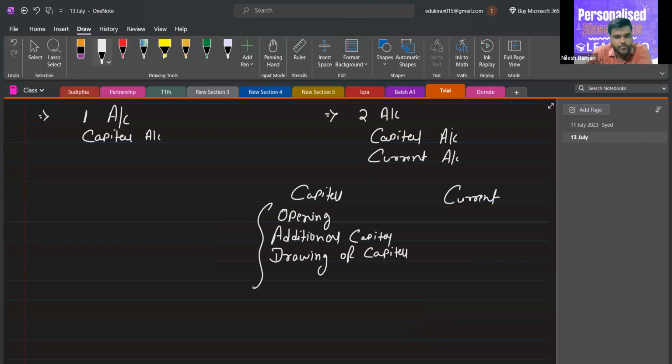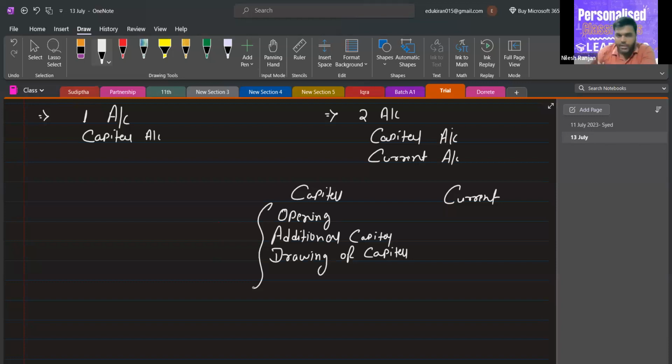It is not done frequently. Additional capital is not introduced in business frequently. Also, the capital withdrawn is not done frequently. So these two items are occasional. It happens in 5 or 6 years or 10 years like this. So that's why our capital balance stays fixed. It will not change.